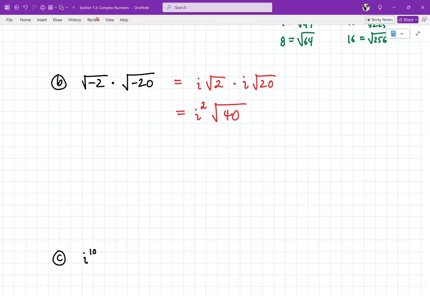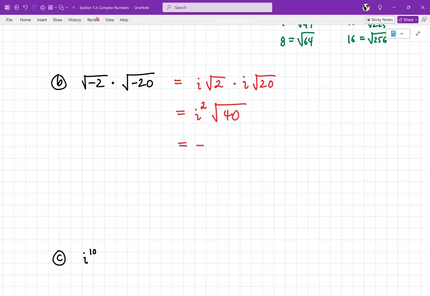Now let's remember back to what we started with. What's I squared? Look at your notes. What is I squared equal to? -1. So instead of I squared, I'm going to write negative. You don't have to write -1. Just put negative. It's the same thing.